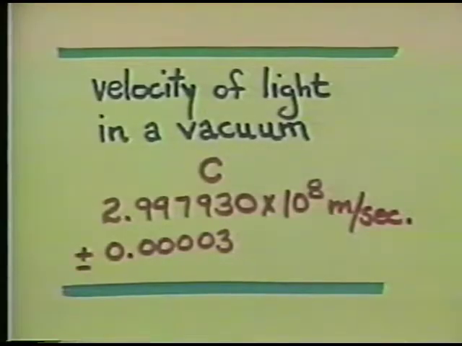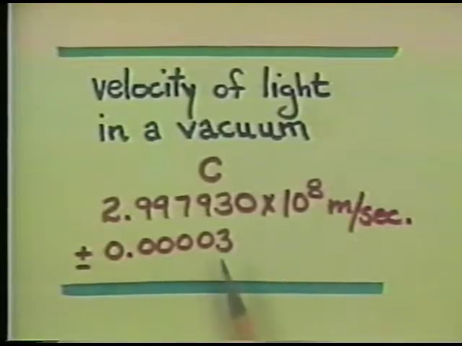Now, light travels at different speeds in different substances. Here's a modern evaluation of the velocity of light in a vacuum. It's approximately 3 times 10 to the 8th meters per second. This shows the level of uncertainty as of a few years ago, and I suppose this improves all the time with different techniques of measurement.